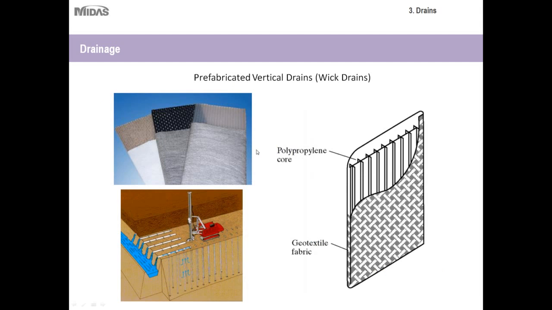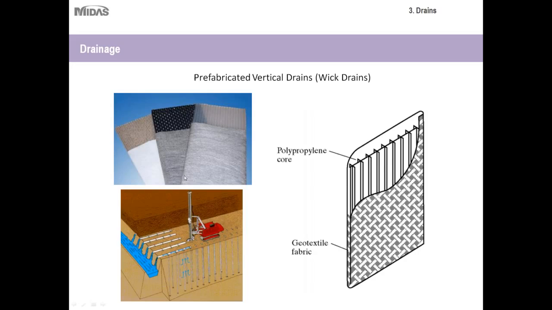But in addition to sand drains, we also have something called prefabricated vertical drains, also known as wick drains. PVDs have what's called a channeled or studded plastic core, as you can see here, wrapped with geotextile. The plastic core functions as a support for the filter fabric, and it provides longitudinal flow paths along the drain length.